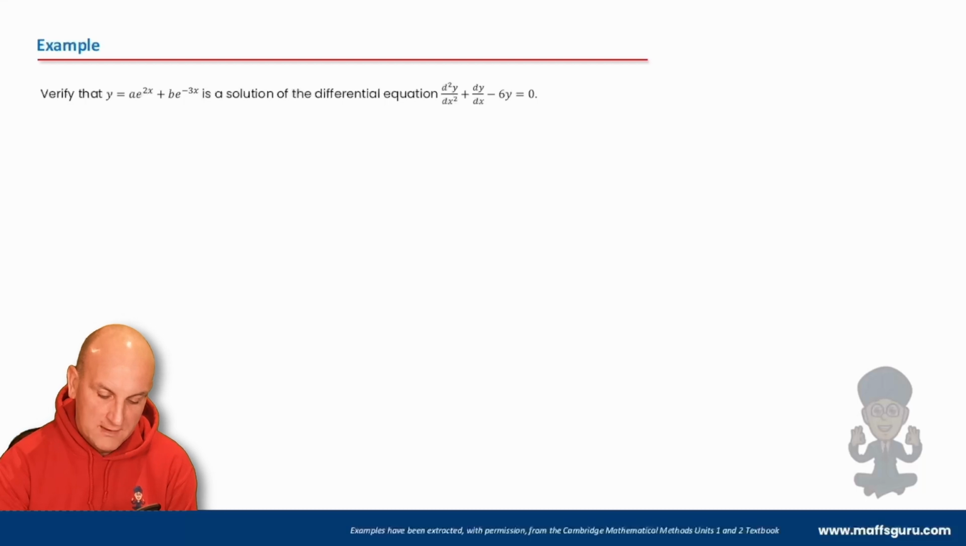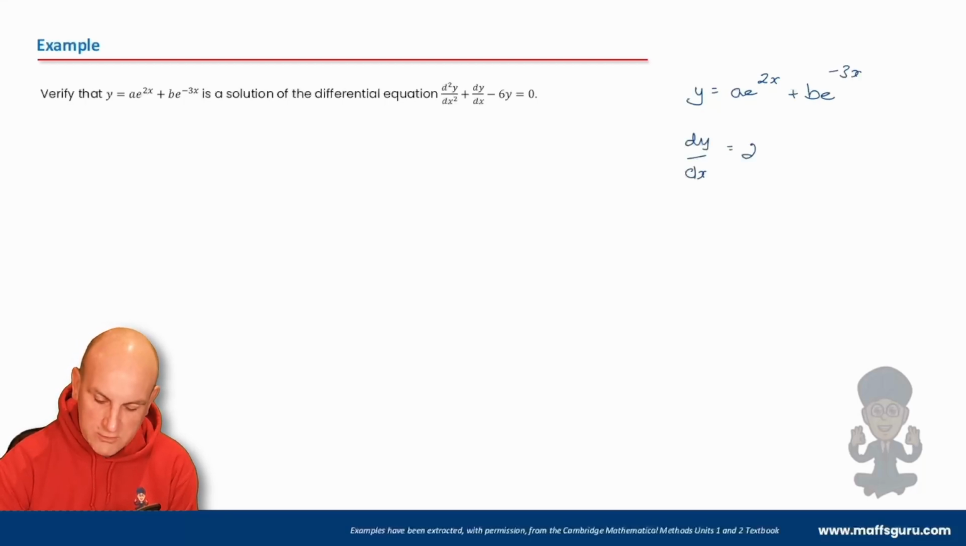All right, we can do that. So again, I do my working out on the side normally. So I've got, whoops, let's not do y is equal to ae to the 2x plus be to the minus 3x. So dy by dx is going to be 2ae to the 2x minus 3be to the minus 3x. And we've got d squared y on dx squared is equal to, so 4ae to the 2x plus 9be to the minus 3x.